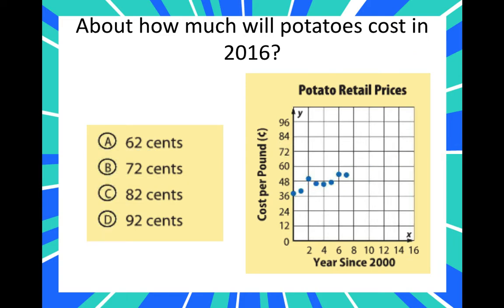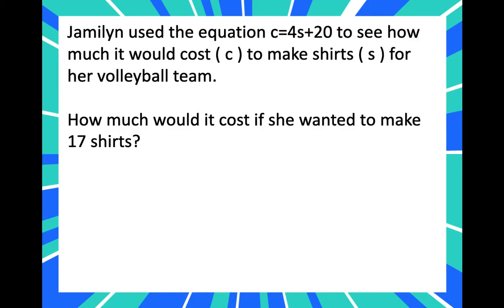Okay, so these next ones, I want you to just breathe for a minute and let me explain it because you're going to kind of freak out on me. But they're actually easier than the trend line ones. So on this one, I'm going to read the problem and then we're going to talk about it. It says, Jamlin used the equation C equals 4S plus 20 to see how much it would cost, C, to make shirts, S, for her volleyball team. How much would it cost if she wanted to make 17 shirts?